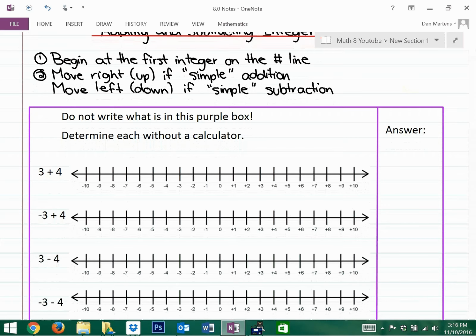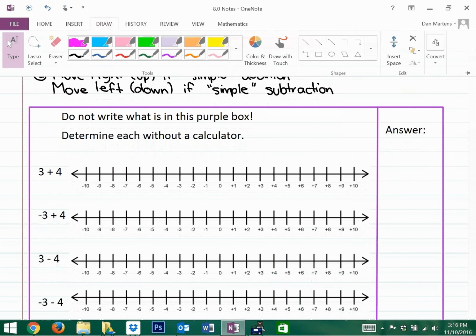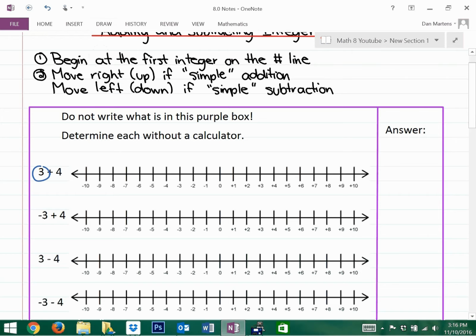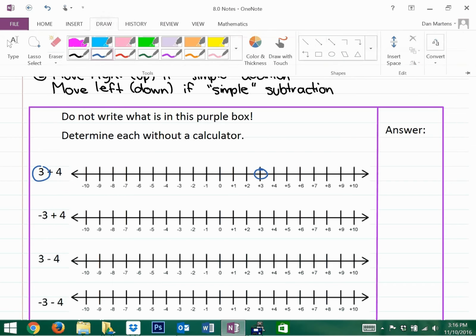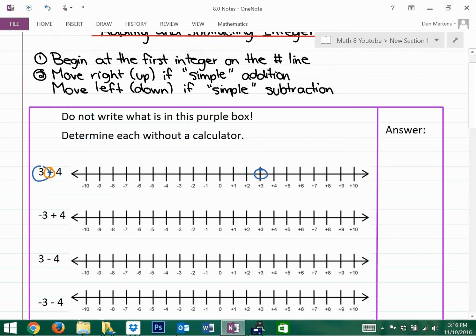If we look at this first one, we're going to start at 3. So 3 is right here. And since it's simple addition, so this plus sign means simple addition, we're going to move 3 up the number line. Or sorry, 4 up the number line. It's plus 4. So 4 up the number line. And we end at positive 7. So the answer there is positive 7.